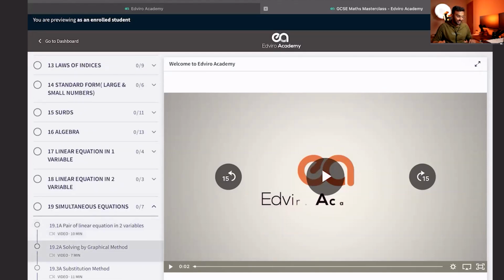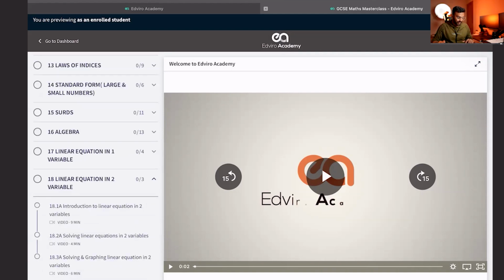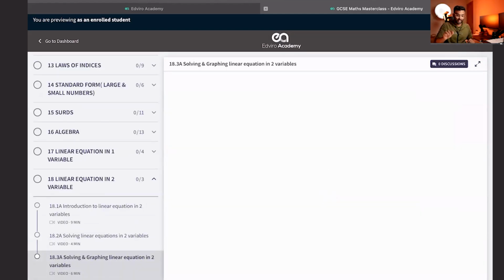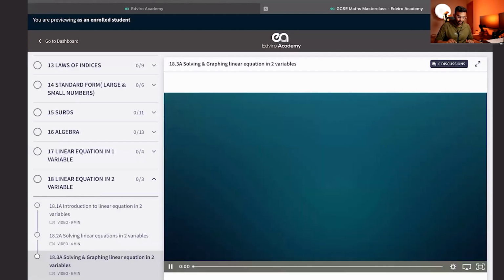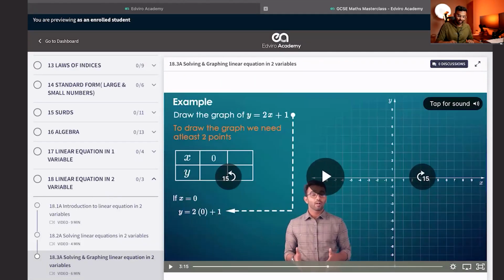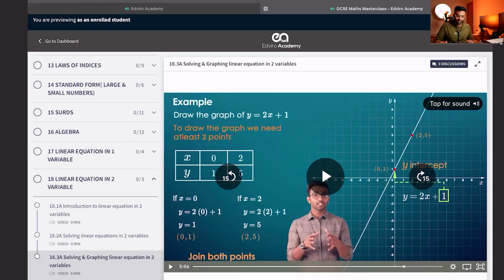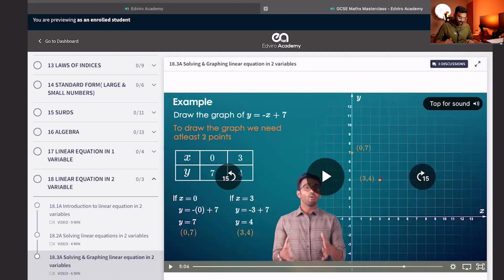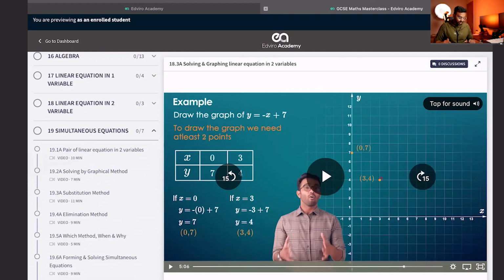This will teach you 18 and 19. So if I go there, 18.3a is simply going to, in 6 minutes, visually teach you what to do when you have a graph. All right, remember this? The 3 points, we made 3 points. So that is explained here. Simultaneous equation, exactly as I'm covering here in detail, it's covered here.